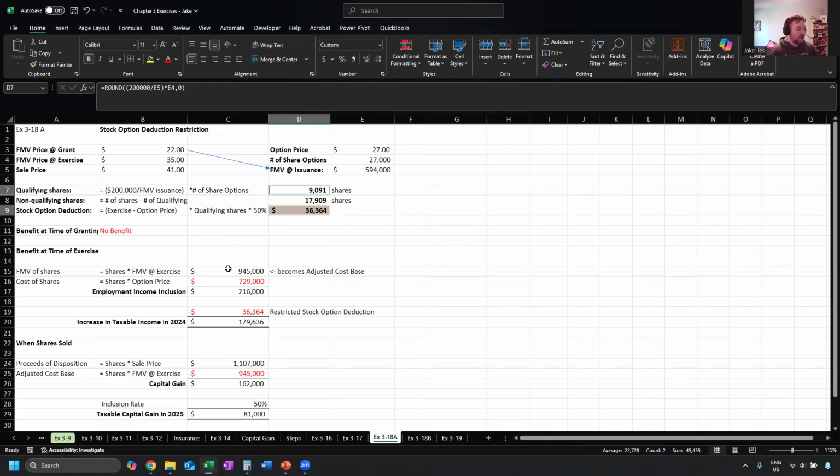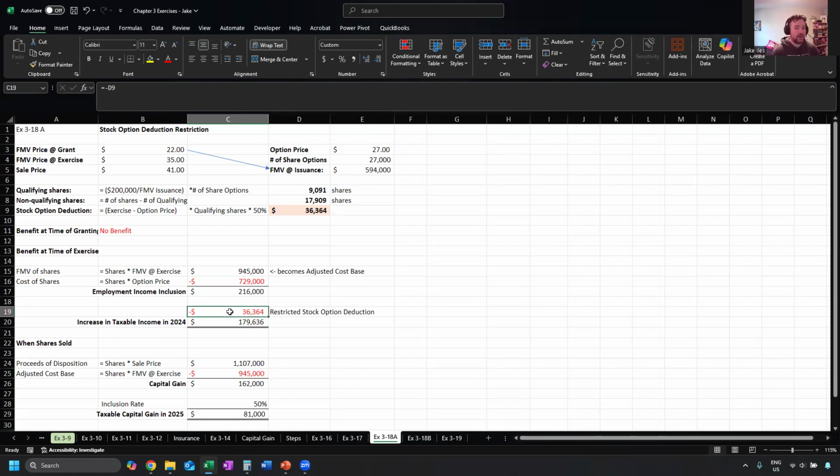So when we sold all the shares, we got $945,000, we paid $729,000. Our full employment income was $216,000, but we can only deduct the portion of that value that related to those 9,000 shares. So our income inclusion is $179,000. When we sell the shares, that's treated like any other transaction.